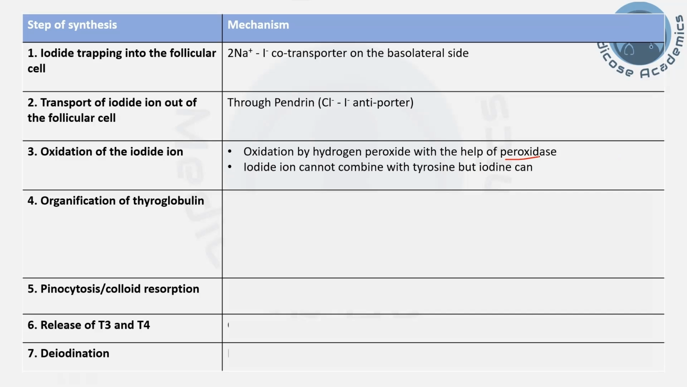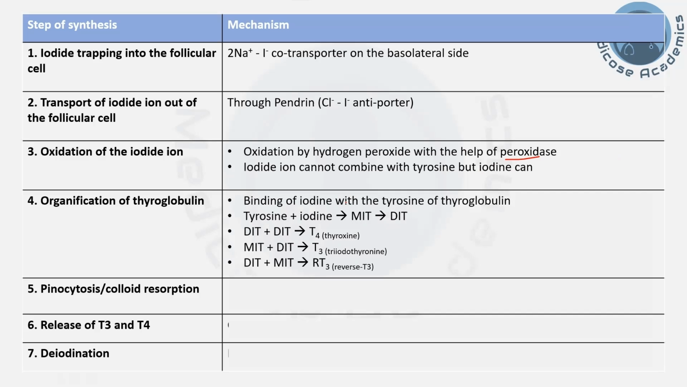The next step was organification of thyroglobulin. What was organification? It was binding of iodine with the tyrosine of the thyroglobulin. This is the organification. These reactions were taking place. If the iodine combines with tyrosine, it forms monoiodotyrosine. Monoiodotyrosine could then combine with diiodotyrosine and form triiodotyrosine, or diiodotyrosine plus diiodotyrosine.